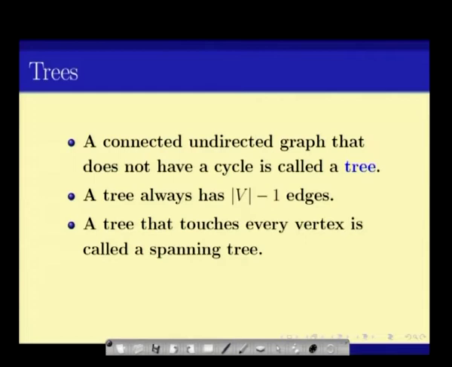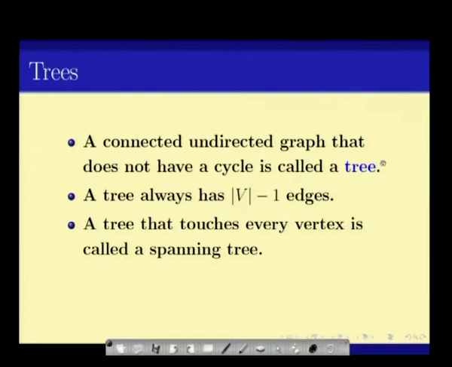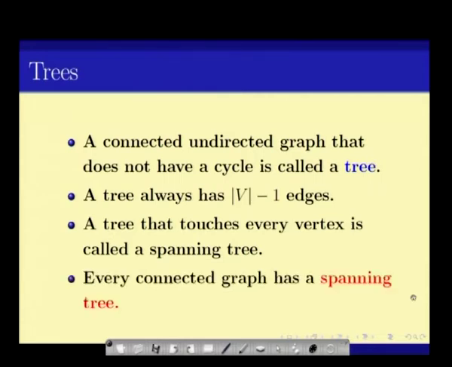These characterizations of trees are something I have not done till now, and I will not be doing them in this lecture either, but these are kind of easy exercises to work out. The fact is that if a graph is connected and does not have a cycle, then the graph has exactly V minus 1 edges, and the opposite is also true: if a graph is connected and has exactly V minus 1 edges, then the graph does not have a cycle. And we also have the condition that every connected graph has a spanning tree.